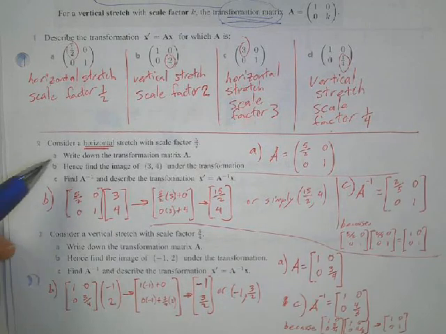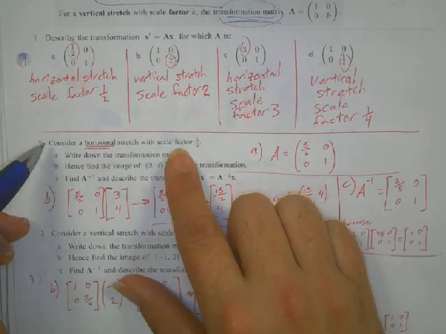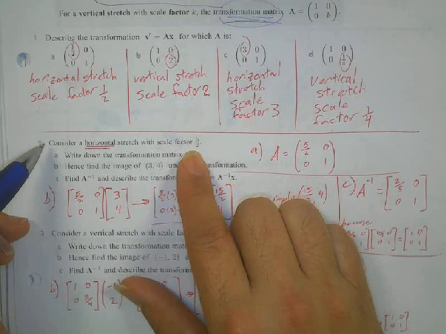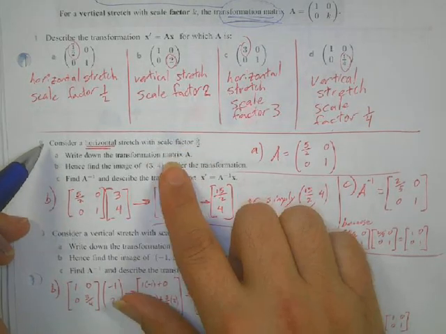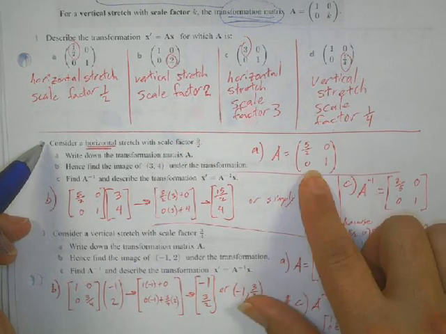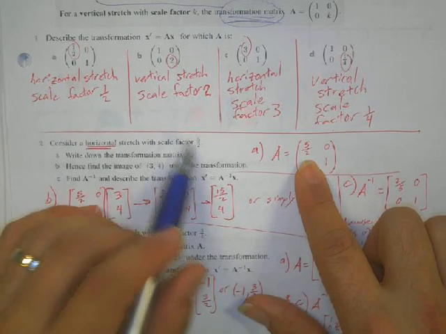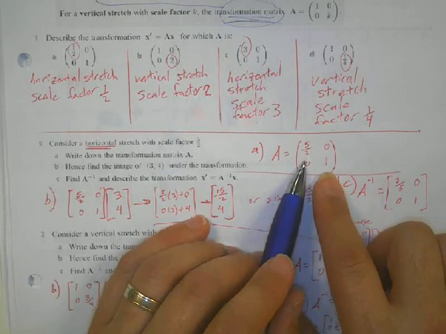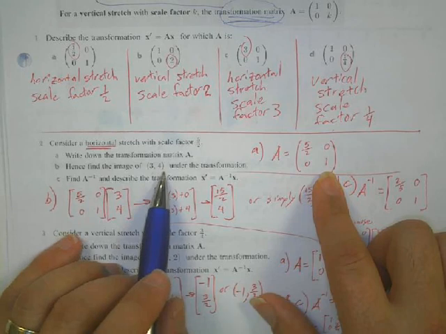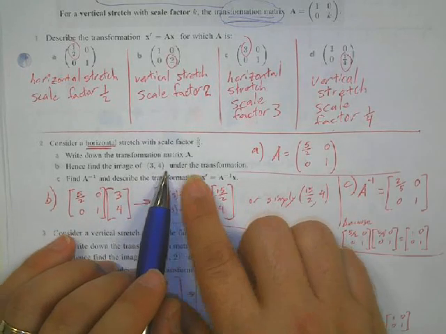Okay, consider the horizontal stretch by a scale factor of 5/2. Write down the transformation matrix. So the transformation matrix is going to be 5/2 right in there. Okay, hence find the image of 3, 4 under this transformation.